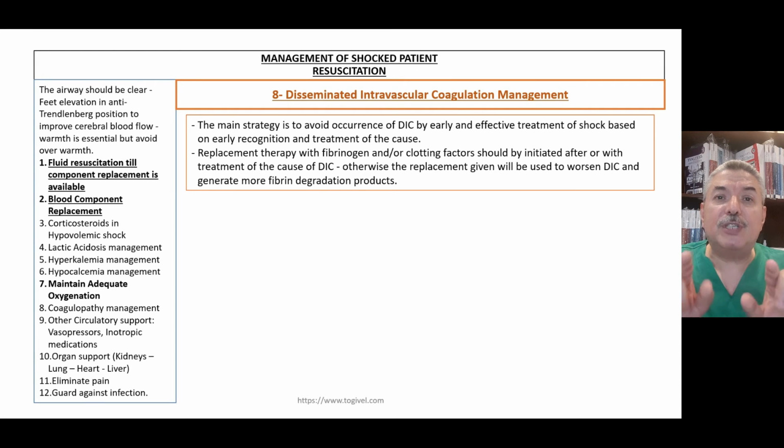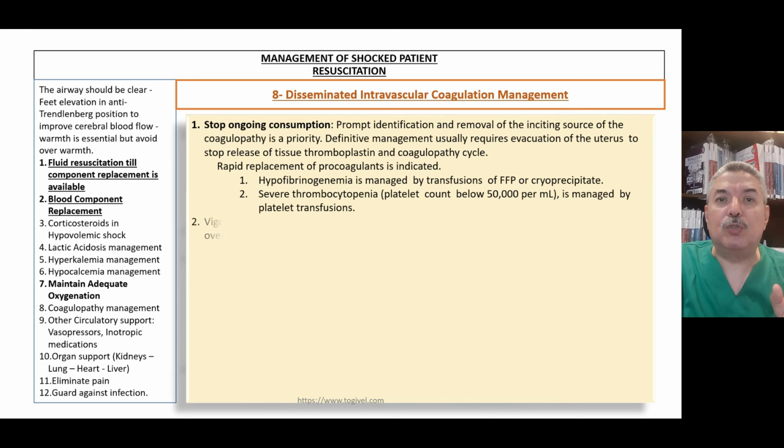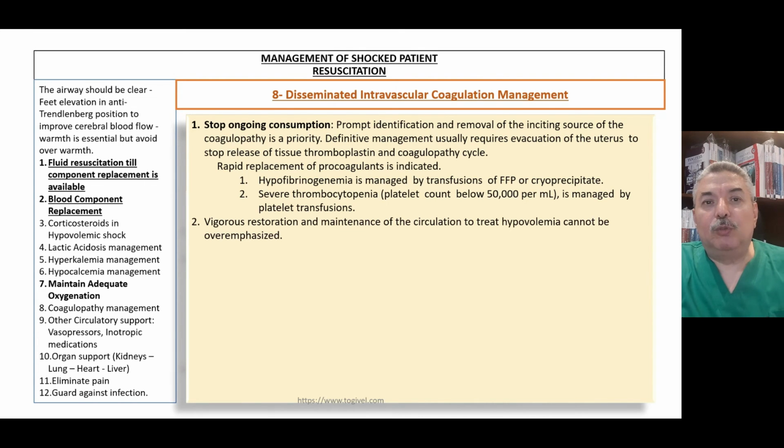So if you don't understand this, the main strategy is to avoid the occurrence of DIC by early treatment of the cause. Then you have to see session 9 to fully understand how to treat DIC professionally. So for DIC, the only treatment available actually is treatment of the cause. And after treatment of the cause, you start replenishing the clotting factors and fibrinogen and platelets. But before treatment of the cause, you cannot do anything.